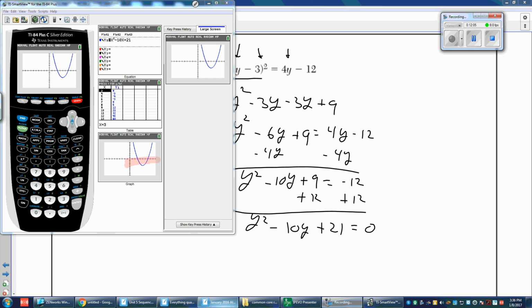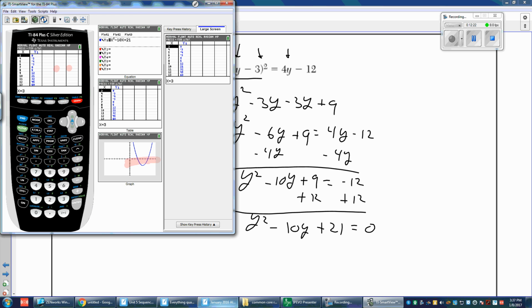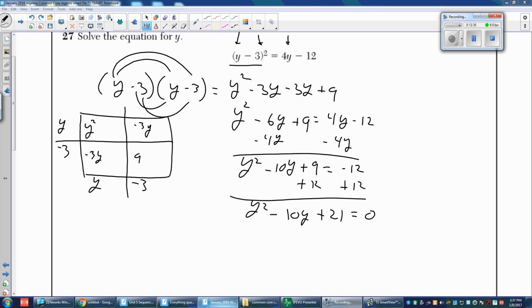And there's the graph. Now what I am looking for is the fact that it crosses at integers. It crosses at positive and negative whole numbers, plus 0. So look at the table. It looks like it's 3 and 7. And we do see that in fact 3 is a 0 and 7 is a 0 on our table. So this factors, and we know for a fact that y is going to equal 3 and that y is going to equal 7 from the graph.